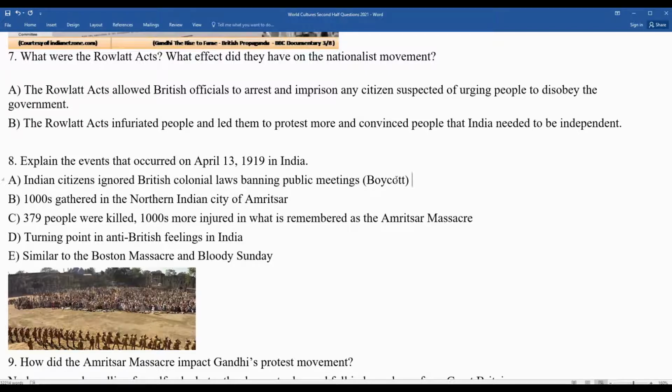379 people were killed. Thousands more were injured in what is remembered as the Amritsar massacre. This is kind of a pivot moment or turning point in anti-British feelings in India. And this could be compared, from the sad aspect, to the Boston Massacre in the United States during the period of British control of the 13 American colonies, or Bloody Sunday, which took place in 1905 in Russia when the Russian guards opened fire on the innocent Russian civilians gathered outside Tsar Nicholas II's palace.